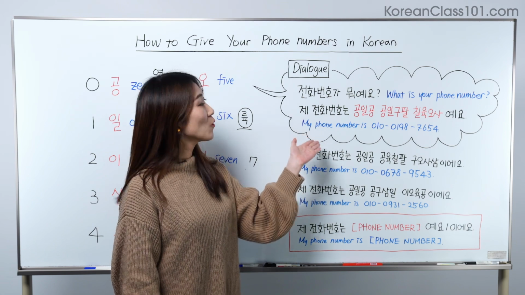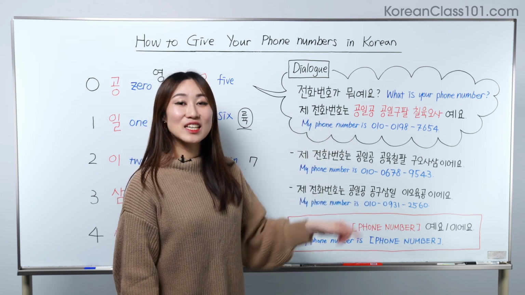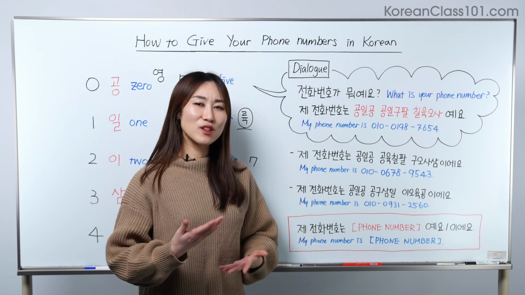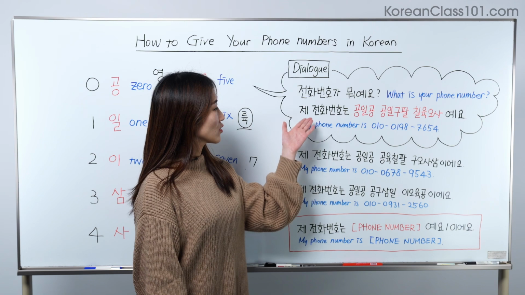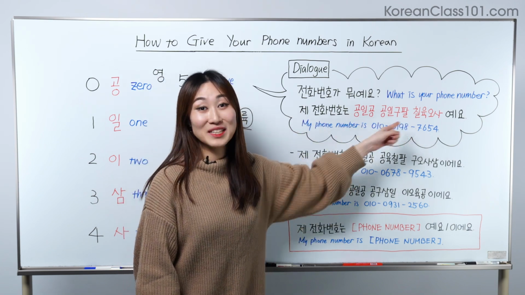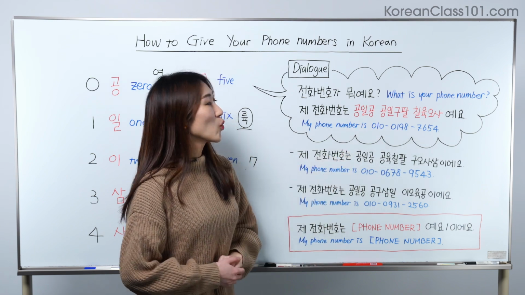전화번호, we just learned. Phone number. 는 is a topic marking particle. So in English, it's similar to as for. So it can be as for my phone number is. So this is the phone number.